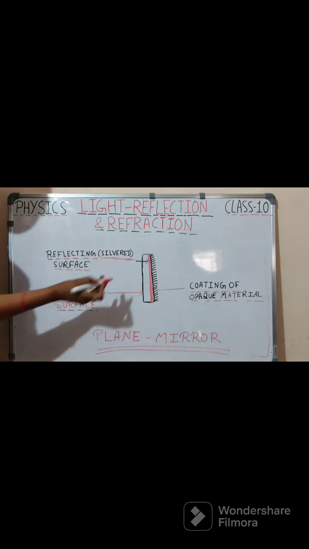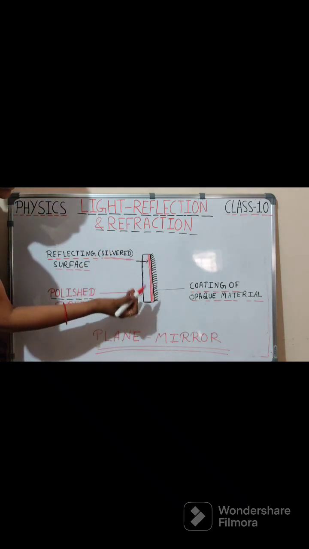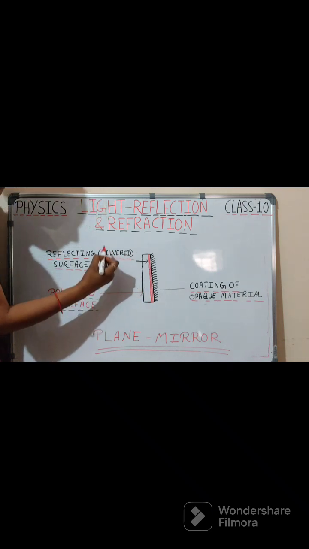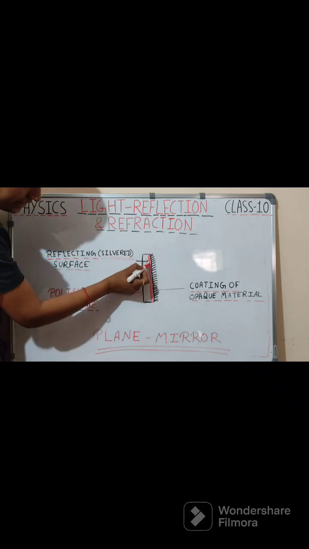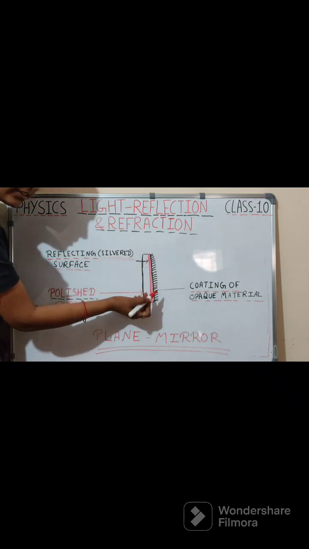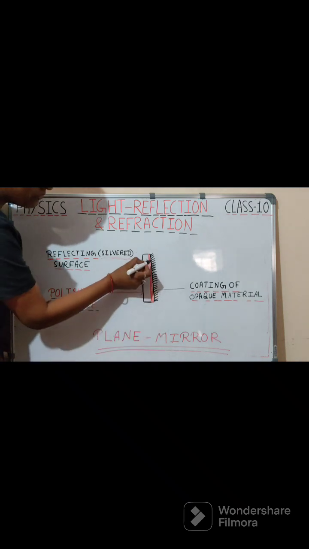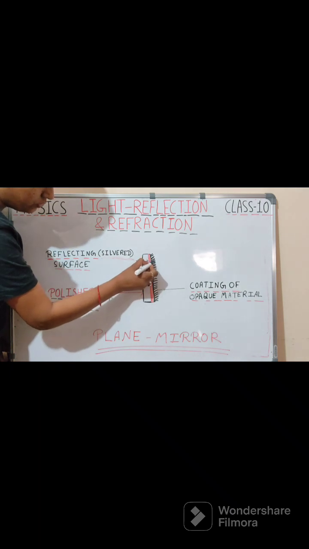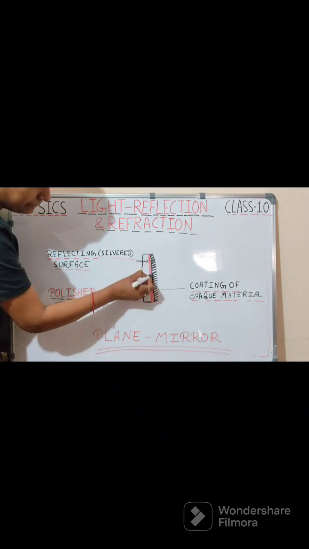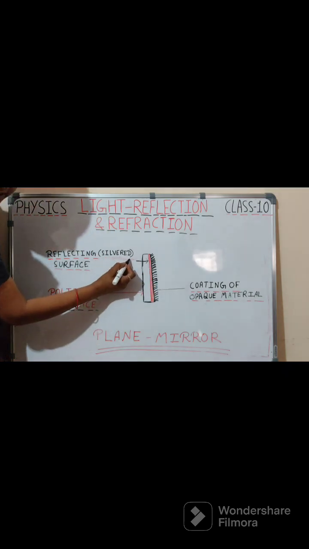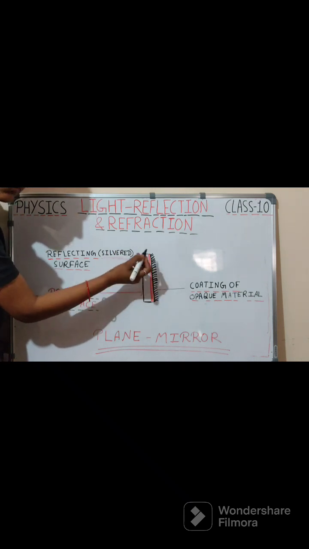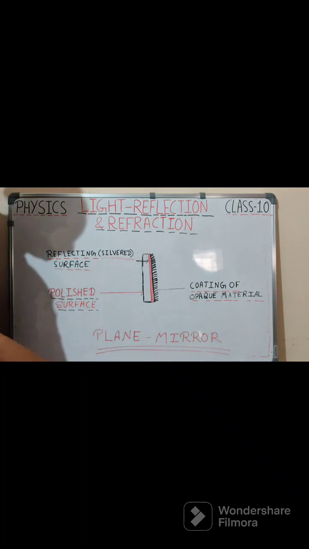It means what? The back surface of the mirror is first coated with silver material. Then, to protect this silver layer of the mirror, it is further coated with some opaque material. So, this is the back surface of the mirror, which is initially coated with a silver layer, and to protect this silver layer, it is further coated with some opaque material.